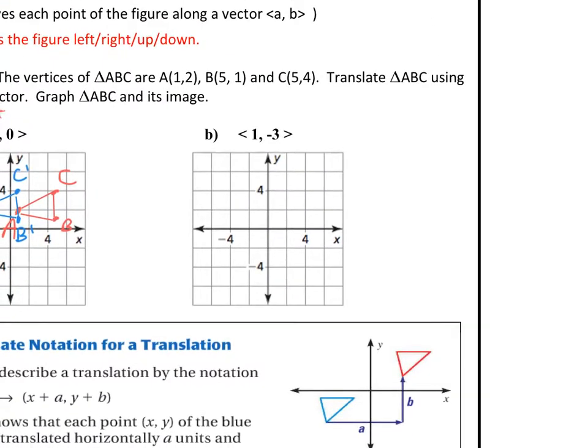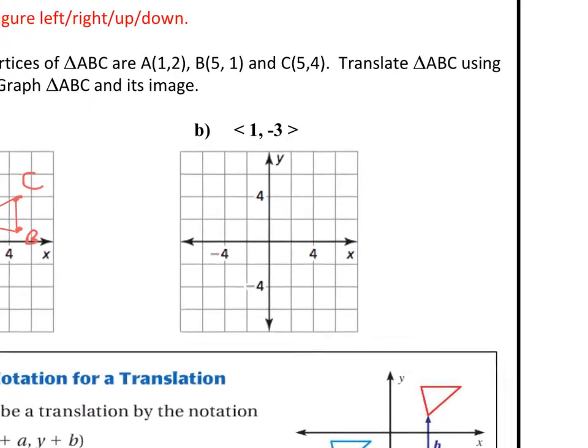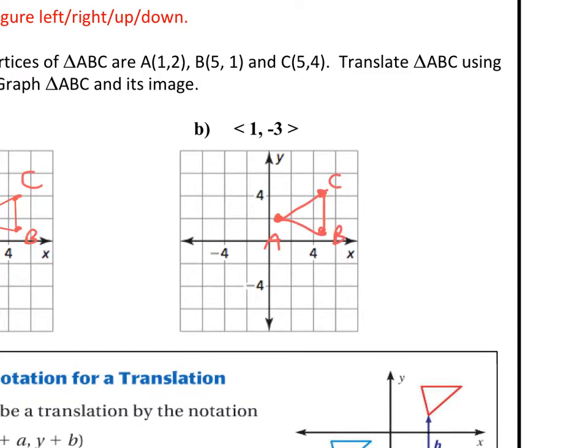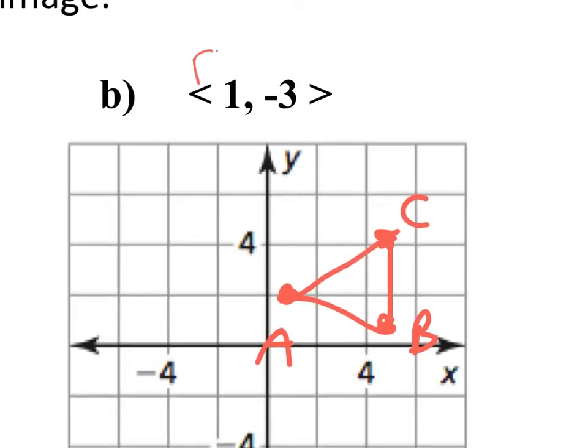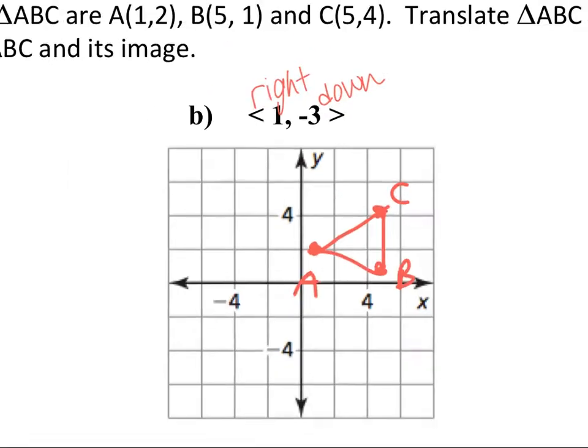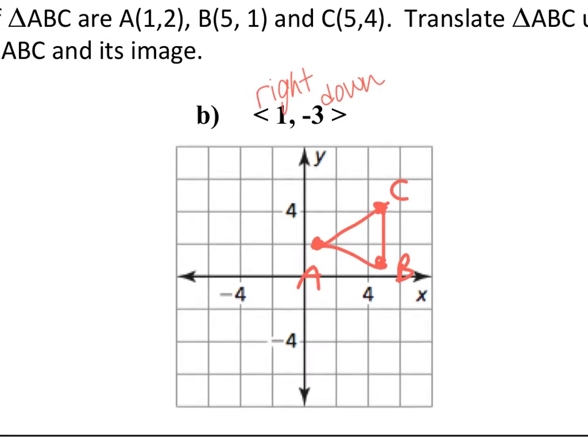Let's start for part B. Graph A, B, and C the same way you did before. Make sure you label your points, and now we're going to go, it's positive 1, so we're going to go right 1, and we're going to go down 3, because it's negative. So take each point and go right 1, down 3, and graph them A prime, B prime, C prime. Let's go ahead and connect those points. And you're done.